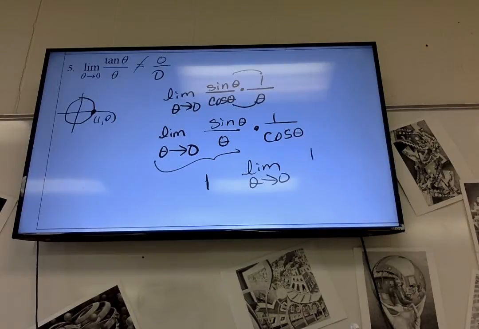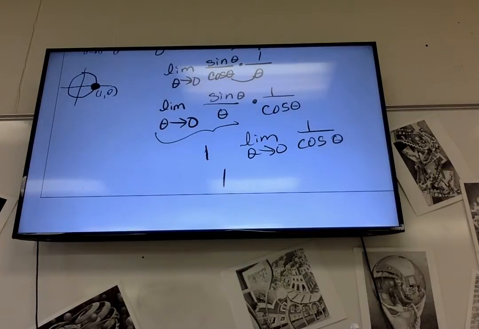Well, that thing isn't equivalent to secant? It is. Or just figure out what the cosine of 0 is. 1. Yeah. So we already did. So it's 1 times 1. All that for a 1.